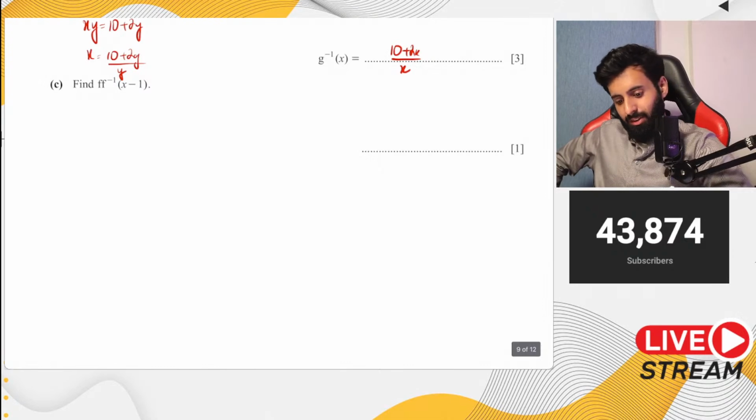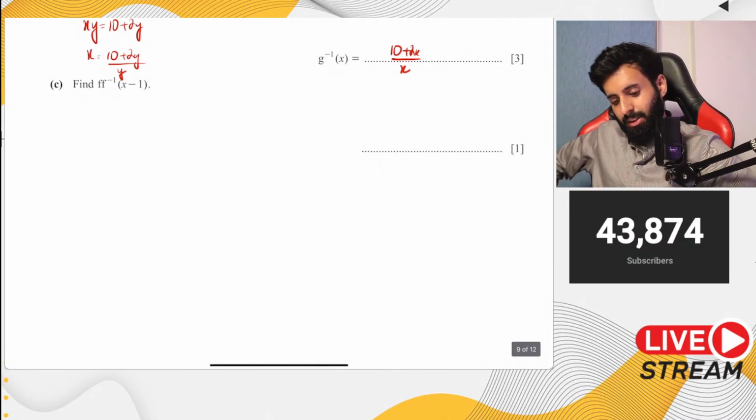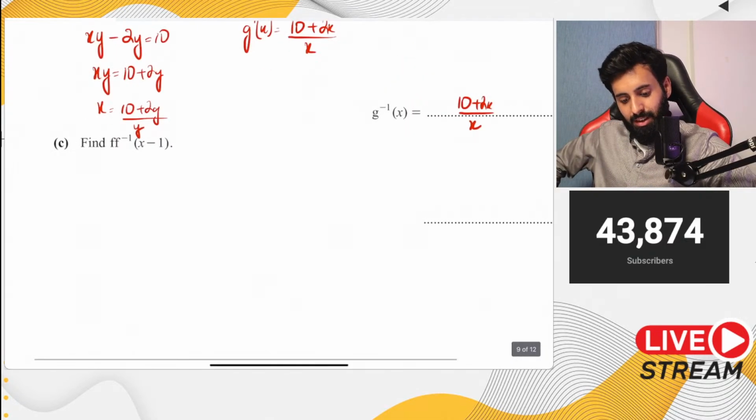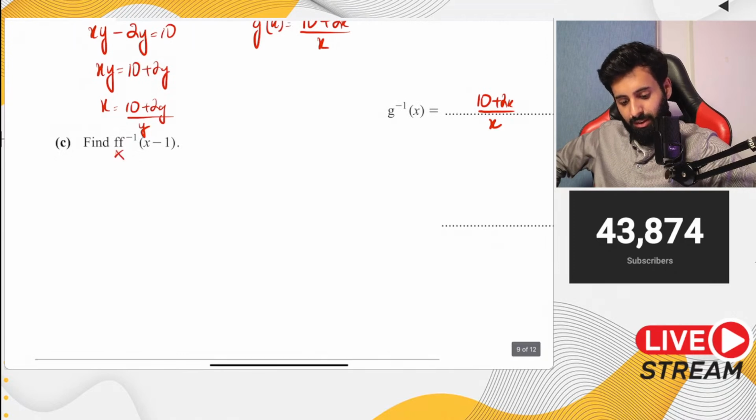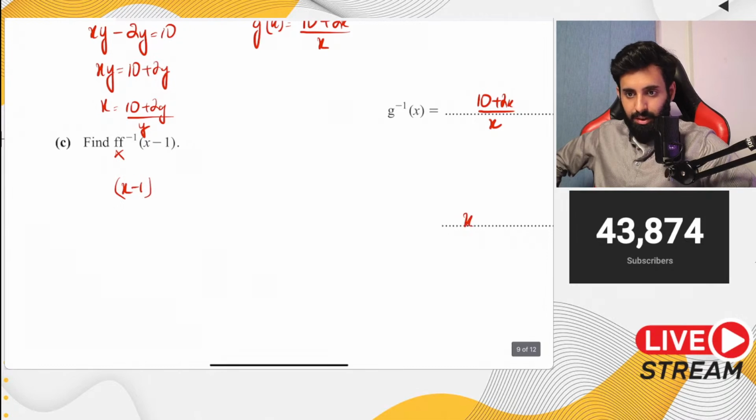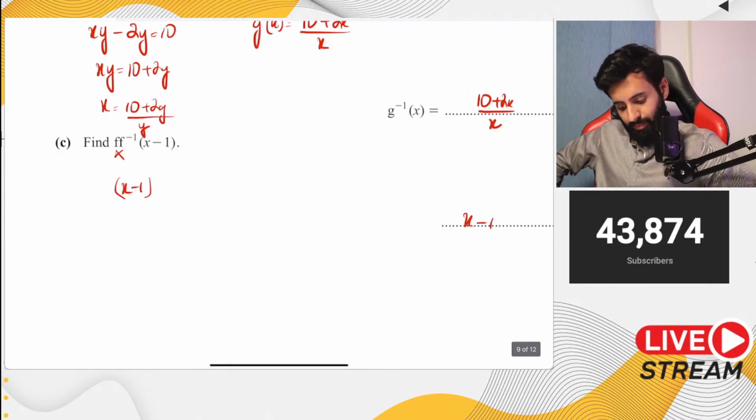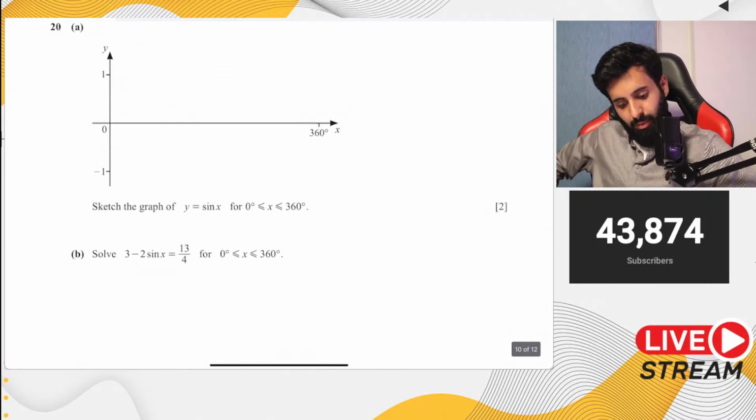X minus 1, yes. X minus 1 is the answer. That's because f and f inverse will just cancel out each other. So we don't even care what the function is. It's x minus 1. That's it. X minus 1 is your answer. Okay. Now, question number 20.